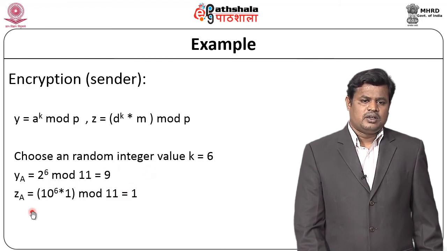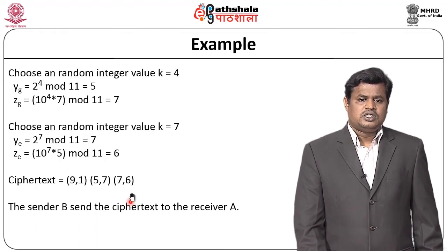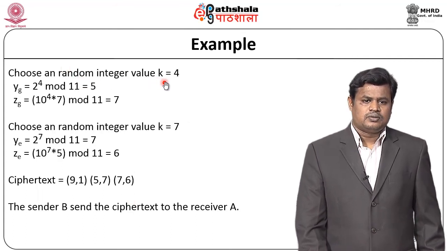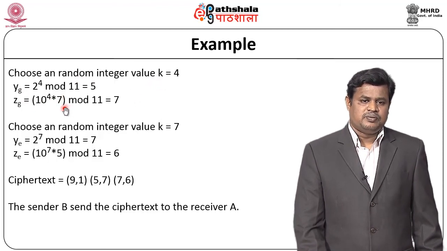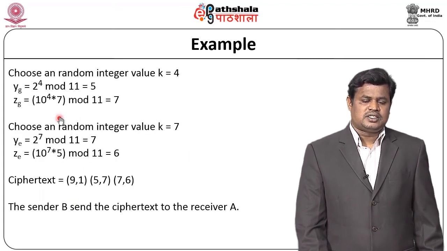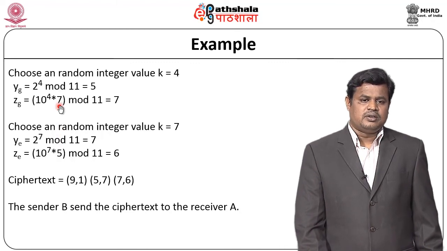Now it goes for encrypting the letter A, that is plain text A equal to 1. So, 10 to the power 6 into 1 mod 11 gives you Z A, that is nothing but C2. Similarly, I can choose a random integer k equal to 4. Now I will go for the next letter G. This is our first letter A, which is equal to 1. The next letter is G, which is equal to 7.